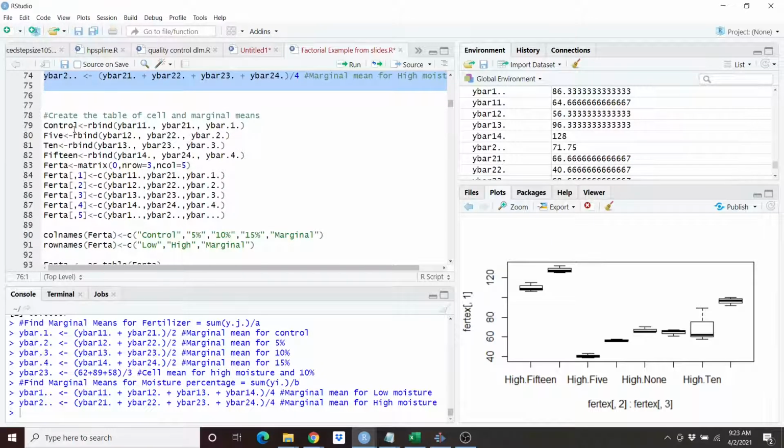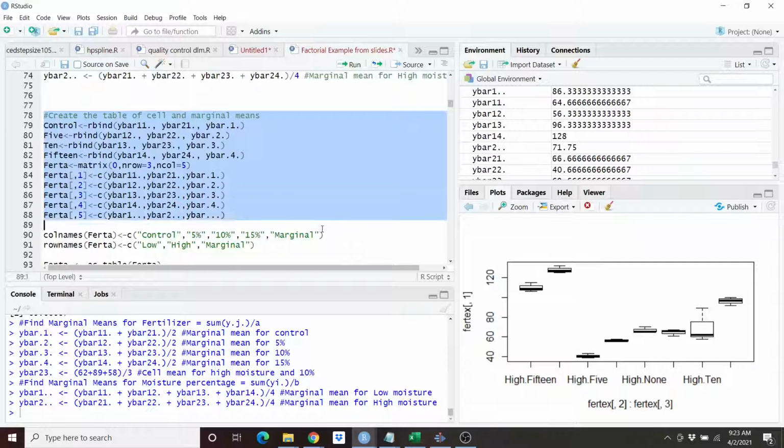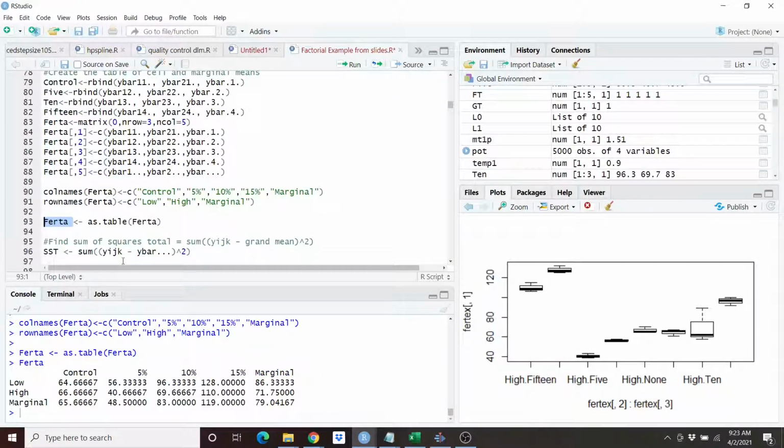Now I've created a table to show you what this is going to look like. And so I'm just going to run through this. And notice here I have the cell mean for low in control, the cell mean for high in control. The cell mean for low in 5%, the cell mean for high in 5%. The cell mean for low in 10%, the cell mean for high in 10%. And then the cell mean for low in 15% and the cell mean for high in 15%.